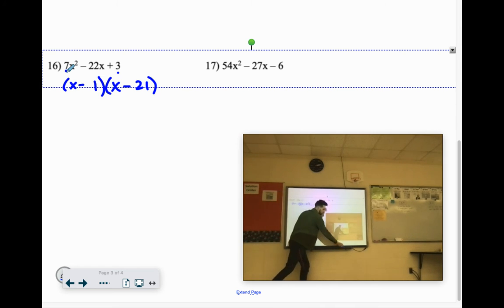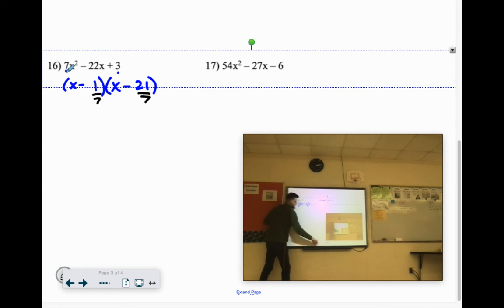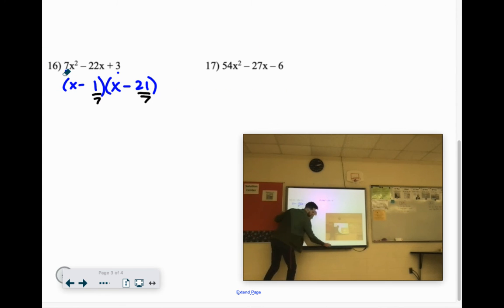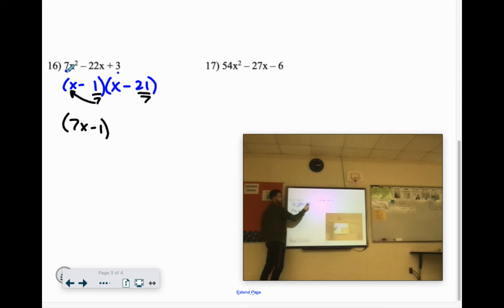You have to try to divide it by the number in front, the 7. 1/7, can't do anything. Keep the 7 in the front. 7x minus 1. 21 divided by 7 is 3.